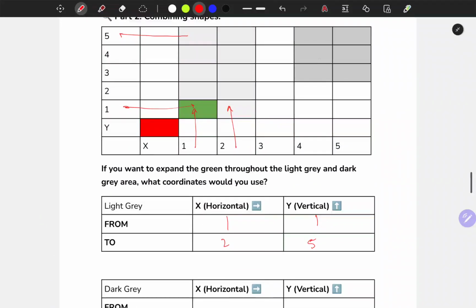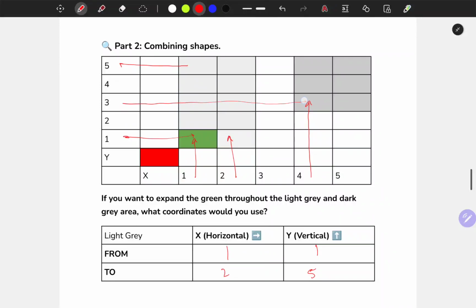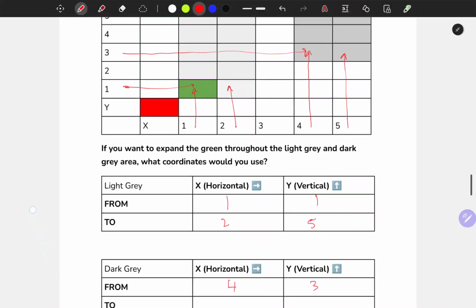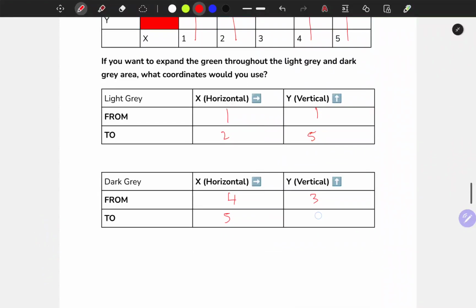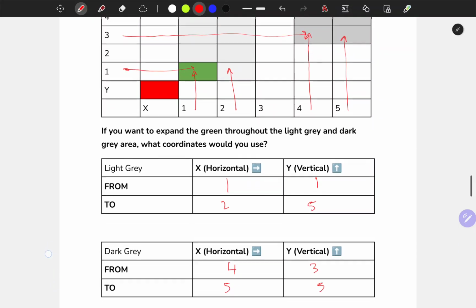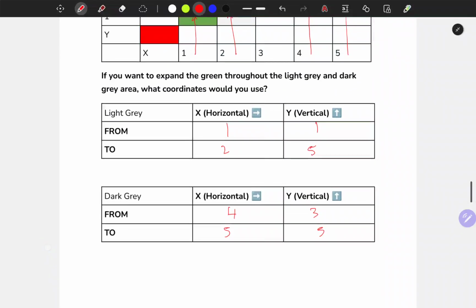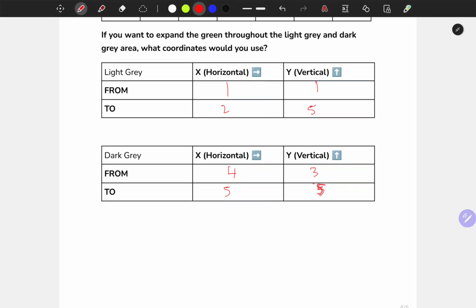Now, the darker gray, which is right here, what do we do? Well, we start from the x coordinate, which is going to be here. This is going to be 4. And the y value starts from here, which is going to be 3. And it ends at the x coordinate 5. And it also ends at the y coordinate 5. That's all. Super simple, right? Not difficult at all. So if you just follow along, it should be super easy to actually find out where these things are ending. Very good. Okay, so this starts from 4, 3 and goes to 5, 5. Good.